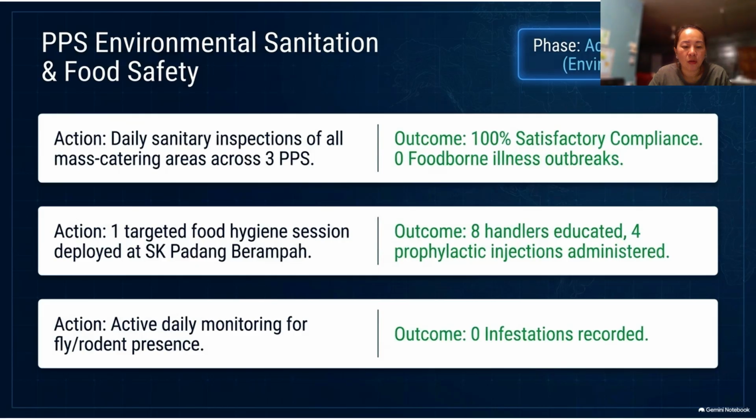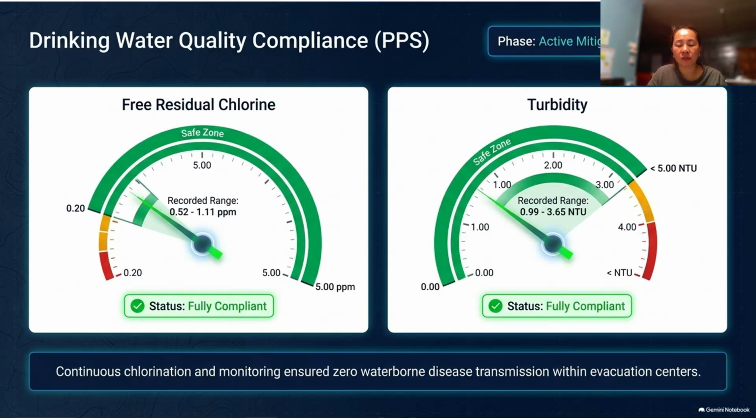Okay, for PPS, environmental sanitation and food safety were continuously monitored at all three evacuation centers. Daily sanitary inspections were conducted in the mass catering area, and the outcome showed satisfactory compliance with no foodborne illness outbreak. A food hygiene session was also conducted at SK Padang Rampa. 8 food handlers received education, and 4 prophylactic injections were administered. Daily monitoring for flies and rodents was also conducted with no infestation recorded.